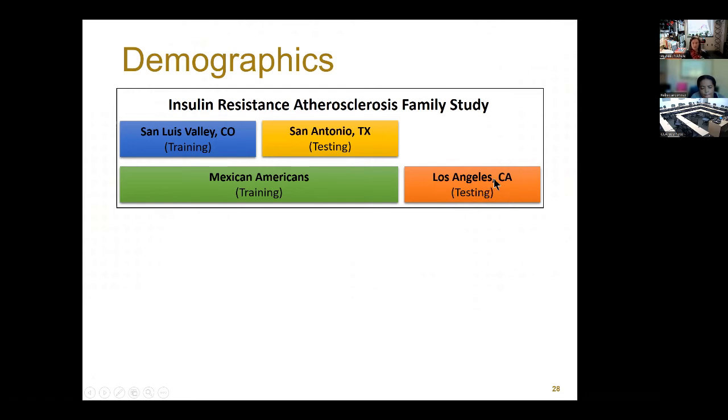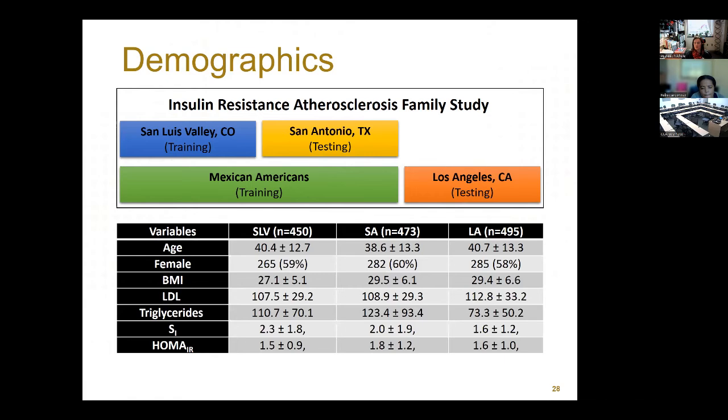So because this approach is a little different, I just wanted to show you how these participants compare demographically. And so in the combined sample, the mean age was about 40 years, plus or minus 13 years. They were 59% female overall, and the participants were generally overweight. So you can see the BMI was around 27 to 29.